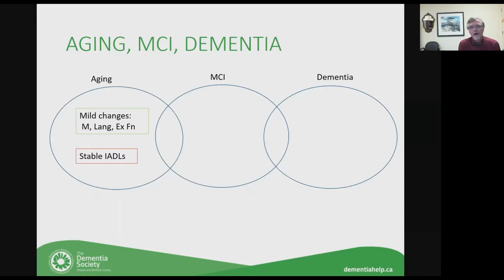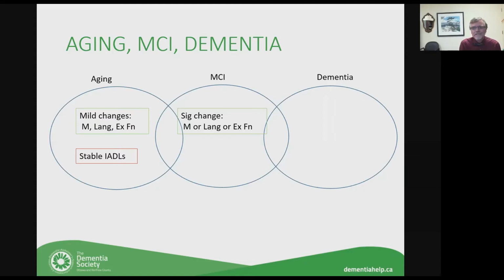And overall, as we age, we can still do our instrumental activities of daily living, right? So I might forget a little bit, but I have a system to make sure that I pay my bills every month, and I write things down a little bit more, but perfectly fine. I can function in society completely independently.